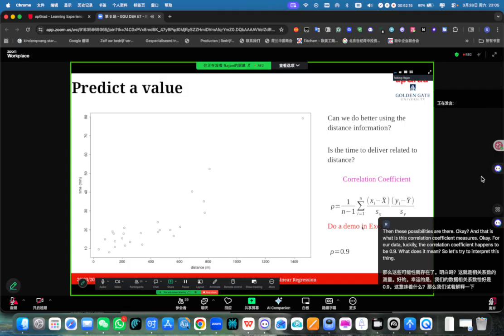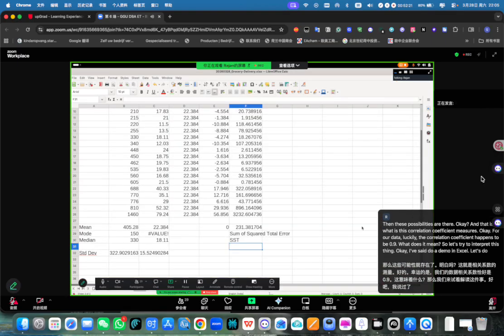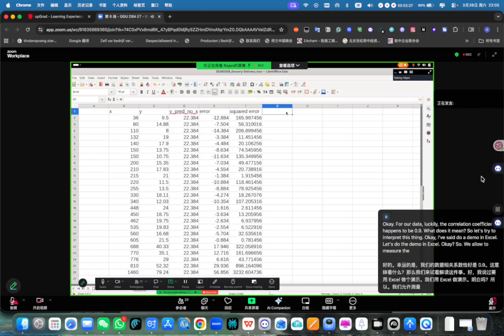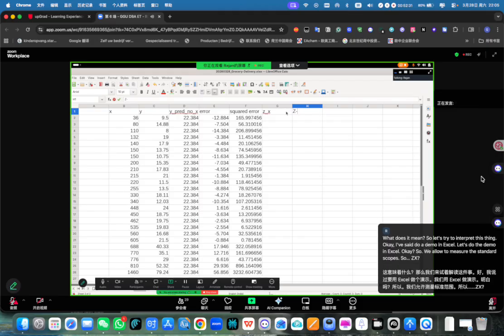Okay, I've said do a demo in Excel. Let's do the demo in Excel. So we'll have to measure the standard scores. So ZX, ZY, we will have to get, right? ZX and ZY.